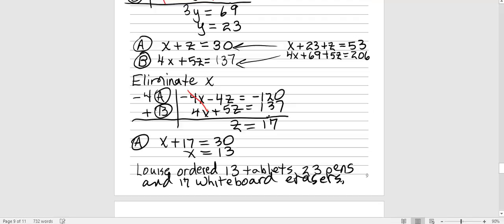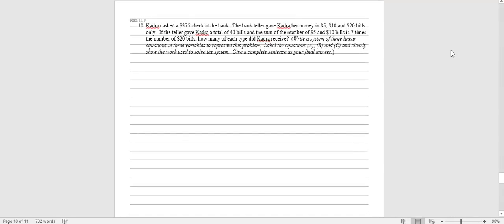And that's the end of the problem. In our next problem, Kadra cashed a $375 check at the bank and was given money in $5 bills, $10 bills, and $20 bills only. The teller gave Kadra a total of 40 bills, and the sum of the number of $5 and $10 bills is 7 times the number of $20 bills. How many of each type did Kadra receive?